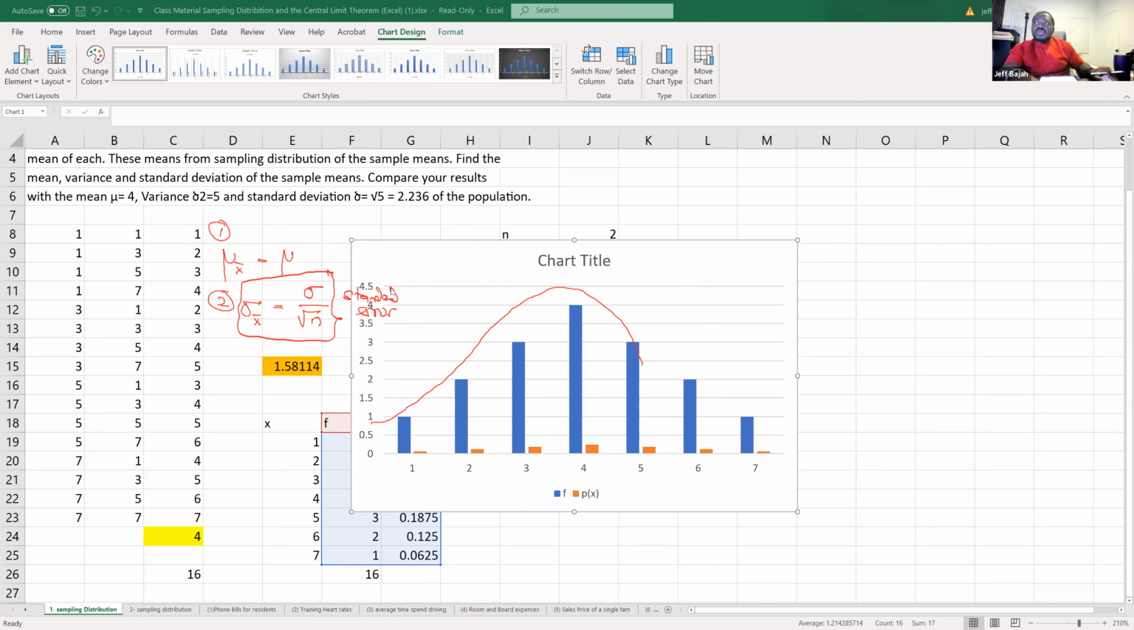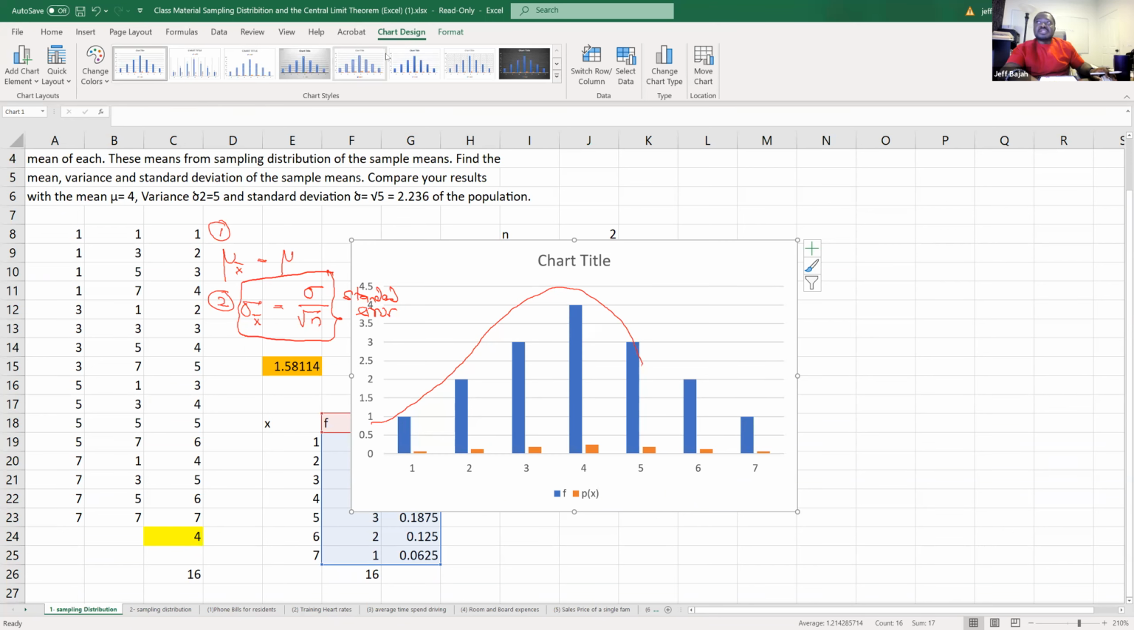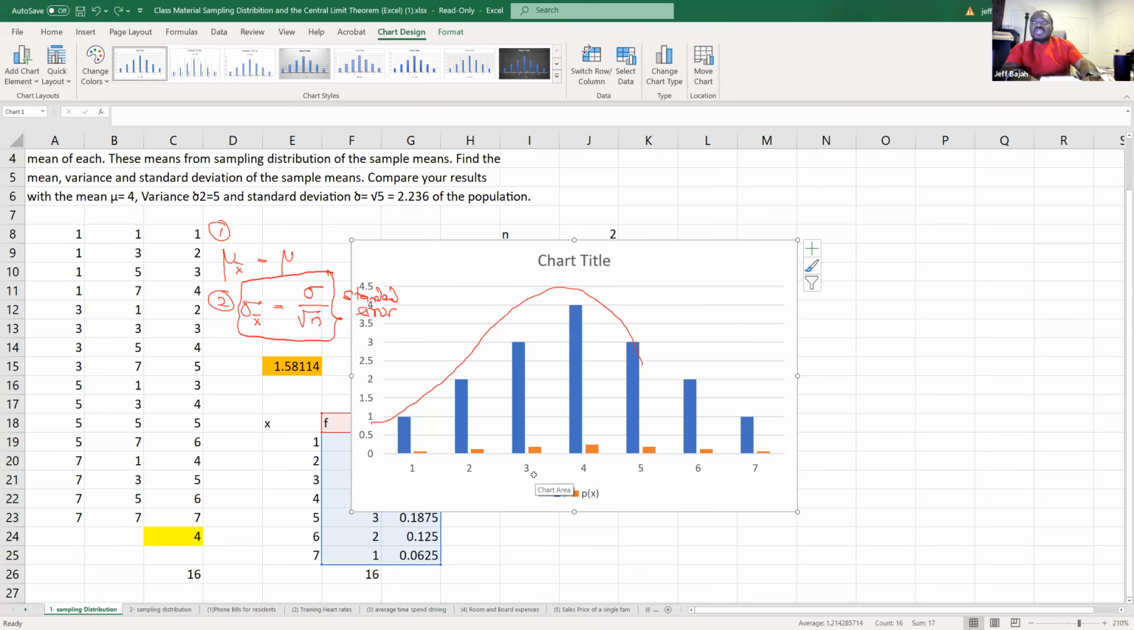All right, and so if someone is asking you why do we use normal distribution, well, we use it because of that. It forms normal distribution. You can see that it forms normal distribution. All right. Any questions on that?